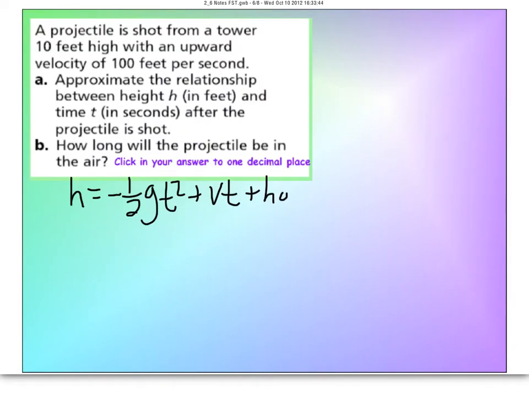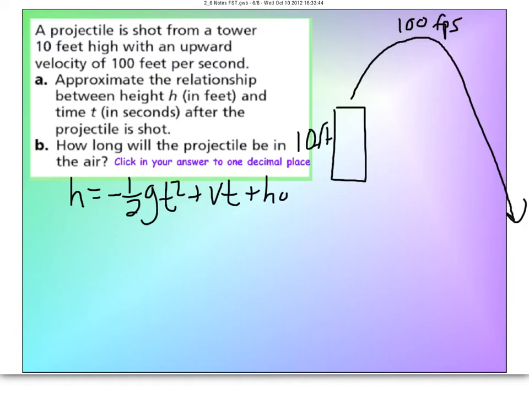Let's look at another example. It says here a projectile is shot from a tower 10 feet high with an upward velocity of 100 feet per second. So I'm going to sketch that out real quick. Okay, part A wants us to approximate the relationship between the height in feet and the time in seconds. So that's where we're going to keep the h there, the t squared and the t, and we're just going to fill in the missing parts of the g, the v, and the h sub o.